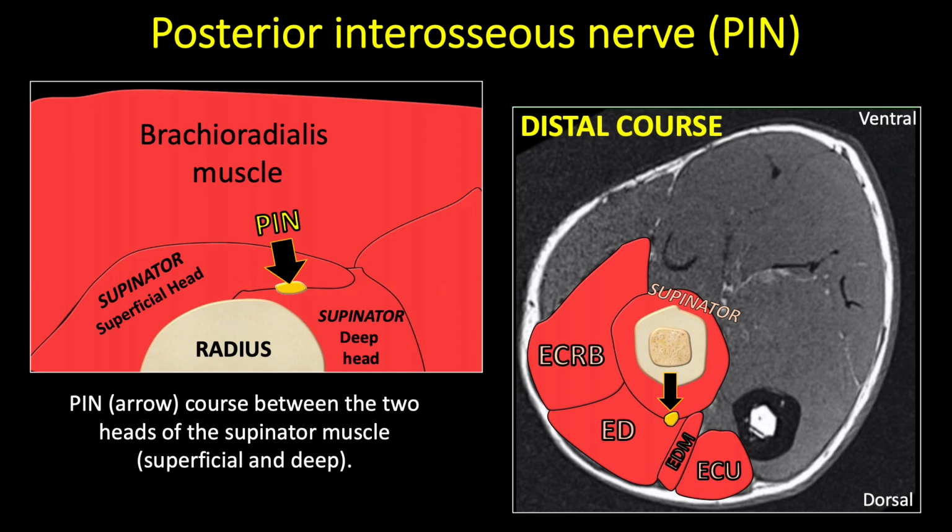The posterior interosseous nerve at this point gradually penetrates deeper, coursing along the dorsal aspect of the forearm through the supinator muscle. It is then located between the supinator muscle and the muscles of the extensor compartment, which are located dorsally. It branches distally, providing motor function in the forearm to the muscles of the extensor compartment.